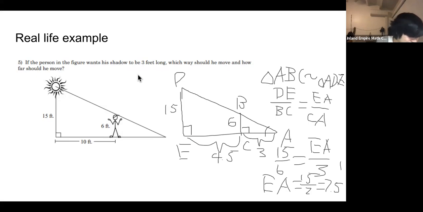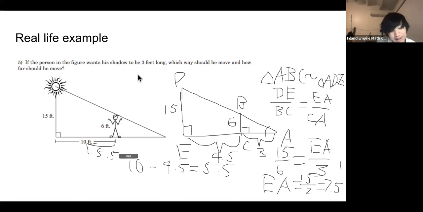And what that means is that the move needs to be 10 feet minus 4.5 feet. 10 minus 4.5 equals 5.5. So this guy needs to move 5.5 feet to the left, away from the light source, for the shadow to be 3 feet. And you can think about it like this: the closer he gets to the light, the shorter the shadow, and the farther away he gets from the light, the longer the shadow. This length is going to get longer.